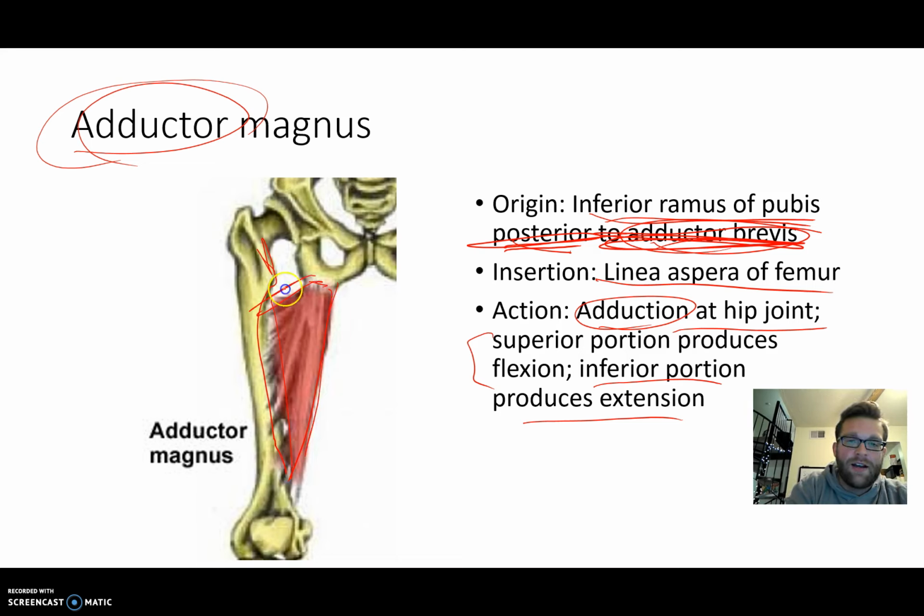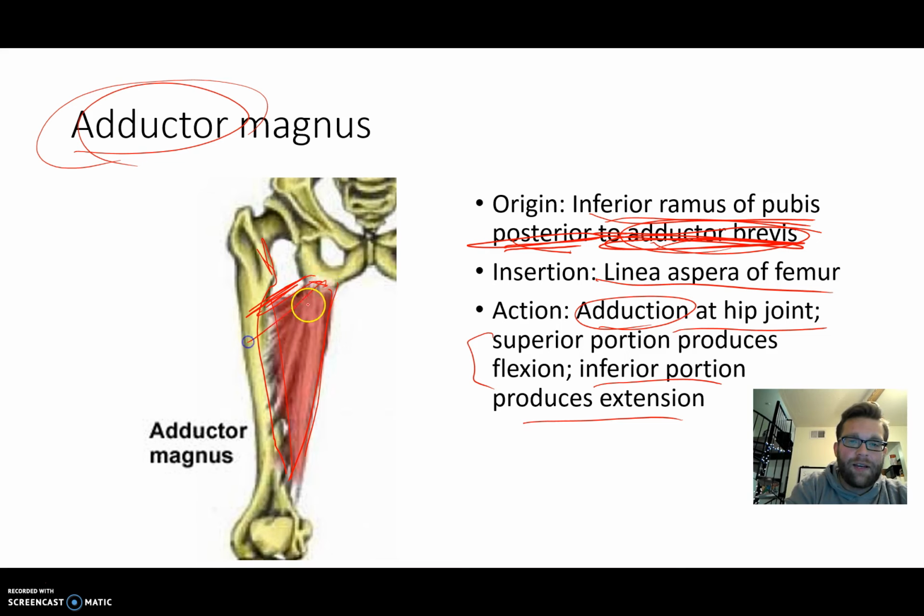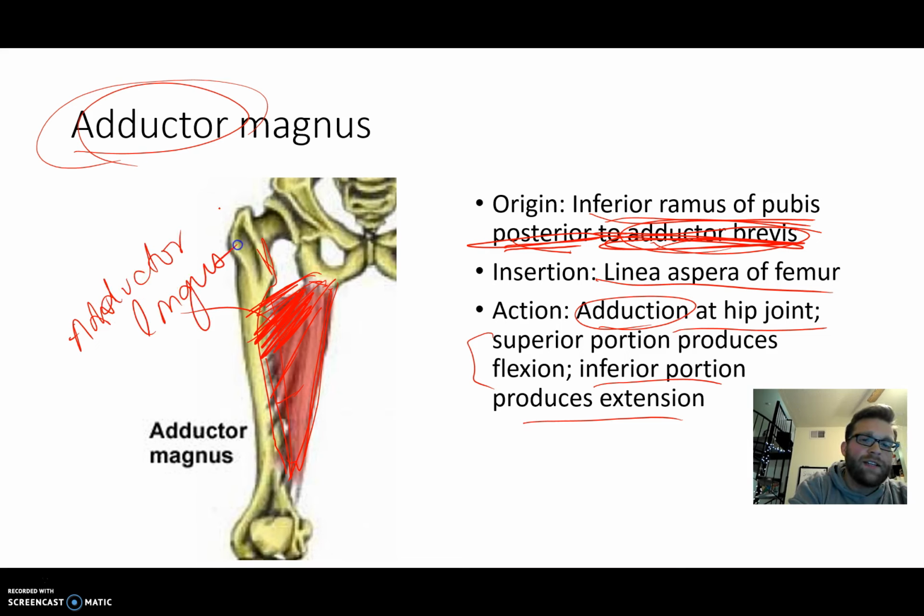So you've got the adductor longus, which is up. If we look back at our picture, it's going to be a little bit higher up. It's going to start here and continue down this way. Adductor magnus is this large one. Adductor longus is going to be up here. So again, if it's an adductor muscle, its action is going to be adduction.